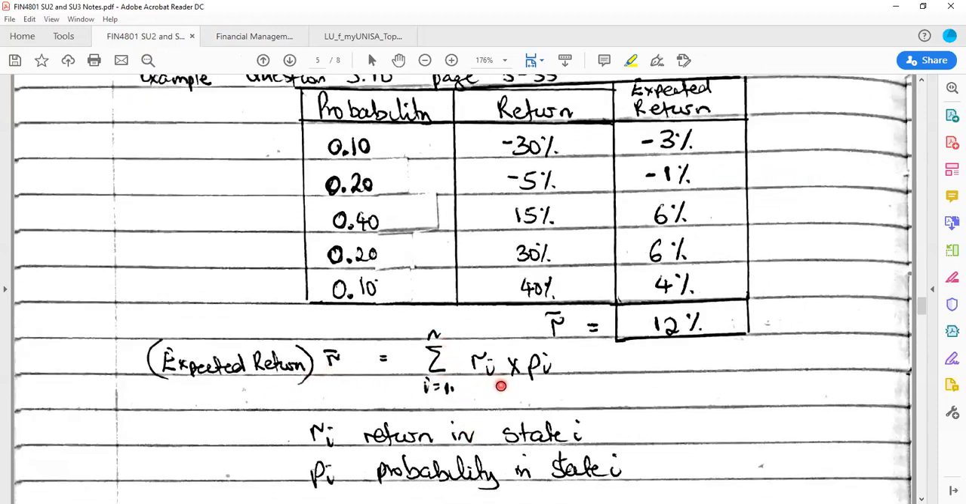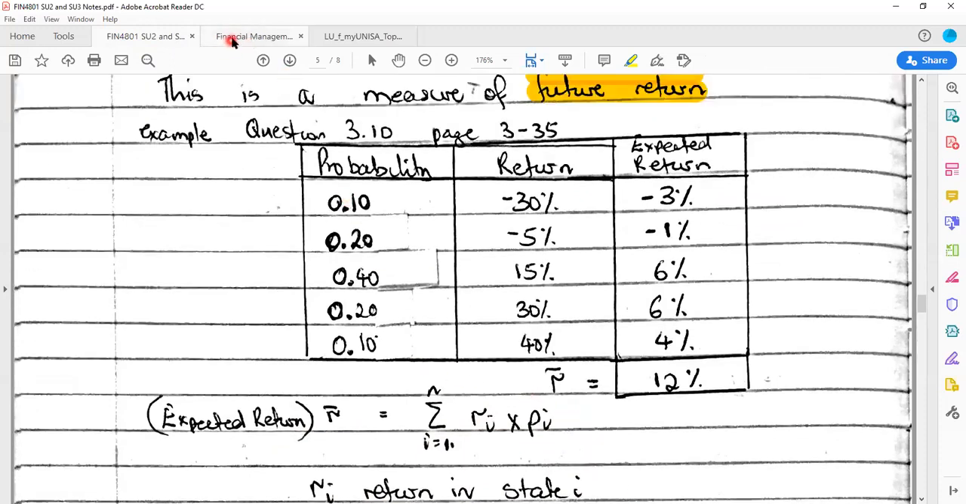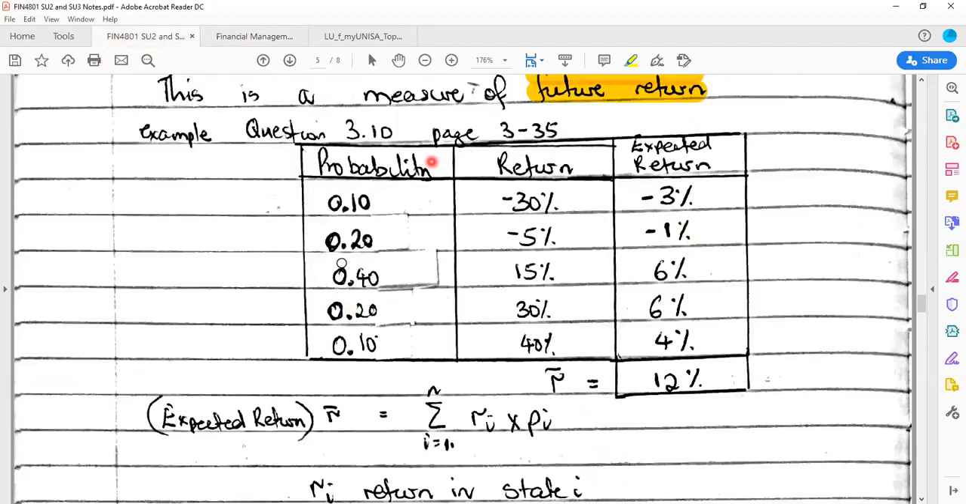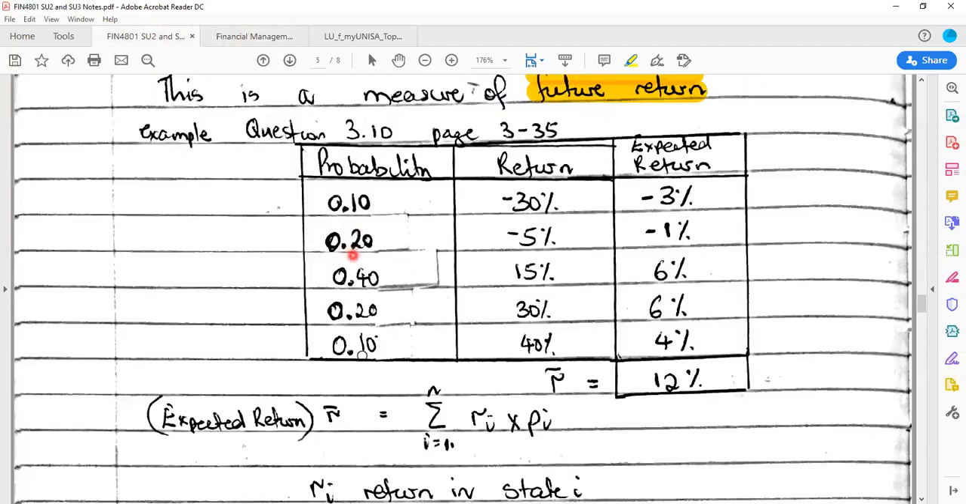We take each return and we multiply it with its probability, and then we add those up. Each return multiplied by its probability. Ri is the return in state i, and Pi is the probability in state i. So what you can do to answer such a question, I would advise you to create a table like this, and then to put your probabilities as decimals. As you can see, I've changed these percentages into decimals, right?